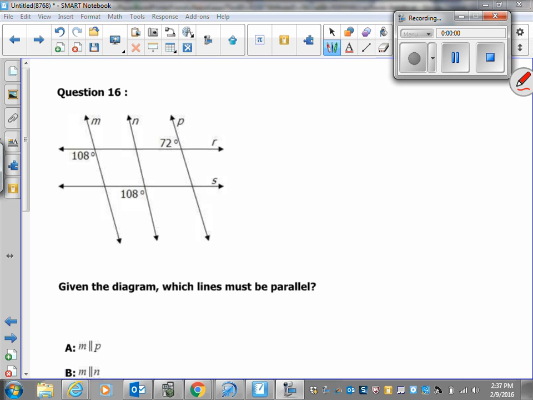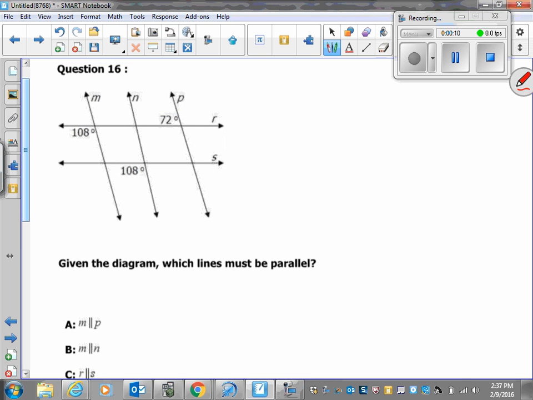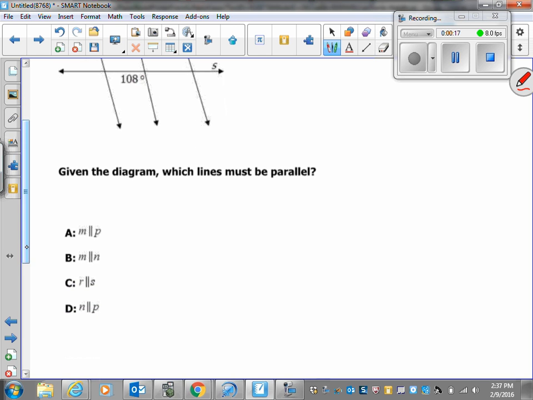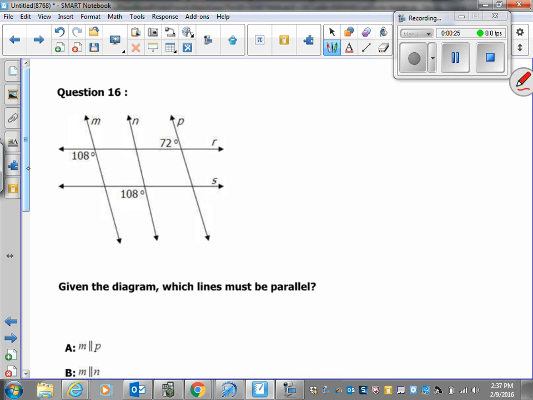All right, in this section, I'm going to go 16 to 30. I'm still doing the second quarter assessment practice test. So it's number 16. Given the diagram, which lines must be parallel? You are given M is parallel to P, M is parallel to N, R is parallel to S, and N is parallel to P. So we want to determine which lines are going to be parallel.